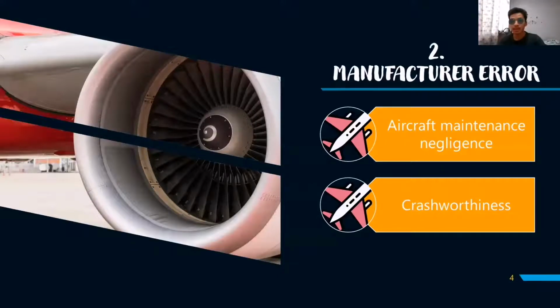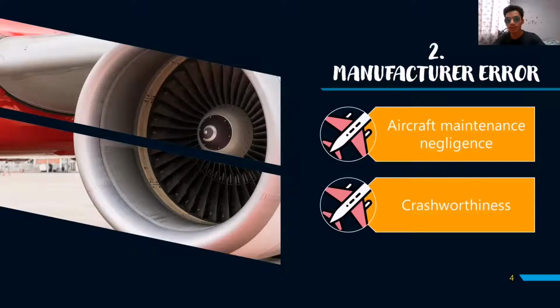The second cause and effect is manufacturing error. First point is aircraft maintenance negligence. While an aircraft design defect or manufacturing defect can easily lead to a crash, improper maintenance of the aircraft can be just as deadly. A recent trend of searching for and hiring low-cost aircraft maintenance providers who may not necessarily be properly trained or experienced in servicing certain types of aircraft has made aircraft maintenance negligence a very real safety issue that has contributed to multiple accidents.